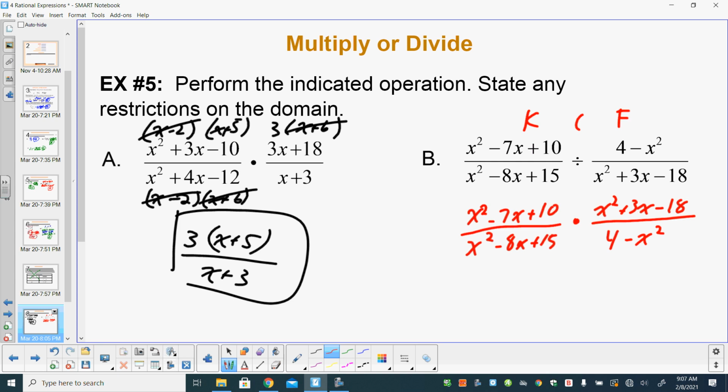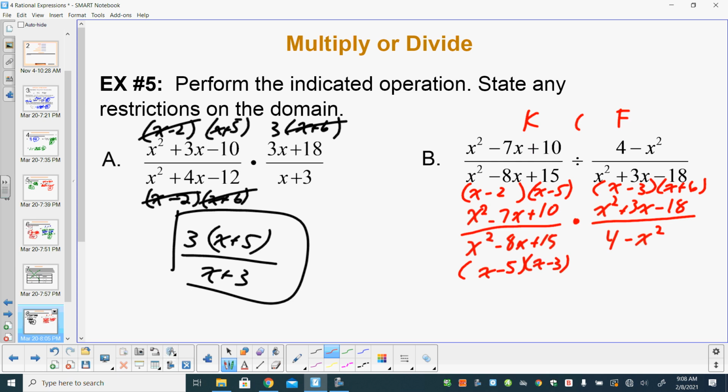All right, here we go. So, working this around, the first trinomial factors into x minus 2, x minus 5. Good. That adds up to negative 7, multiplies to positive 10. What about the next one? X minus 5 and x minus 3, good. That multiplies to positive 15, adds to negative 8. What about this one here? Good, that multiplies to negative 18, adds to 3.